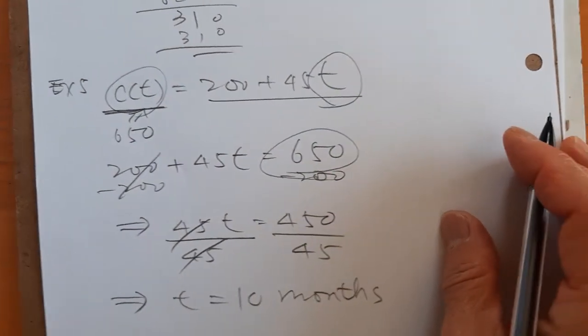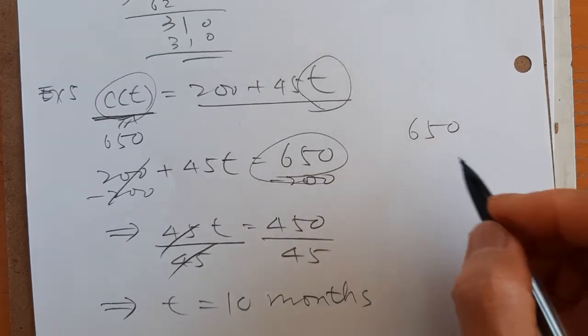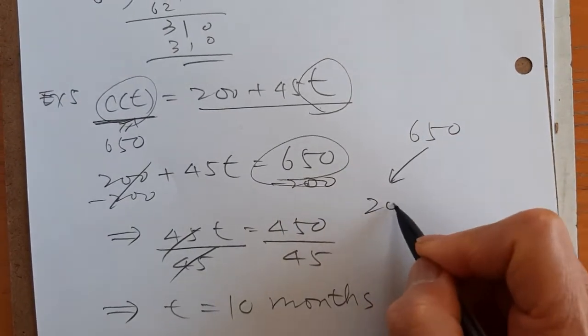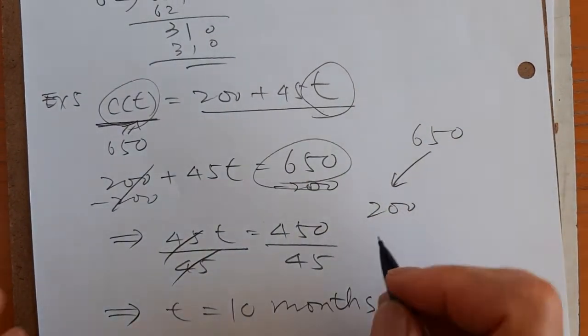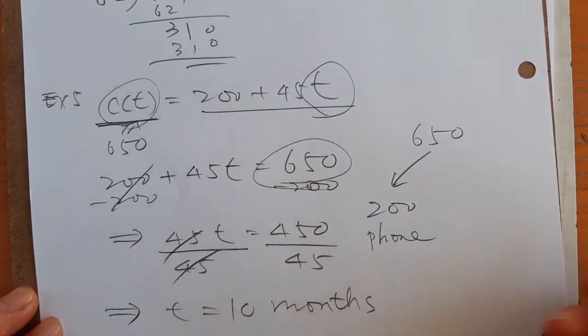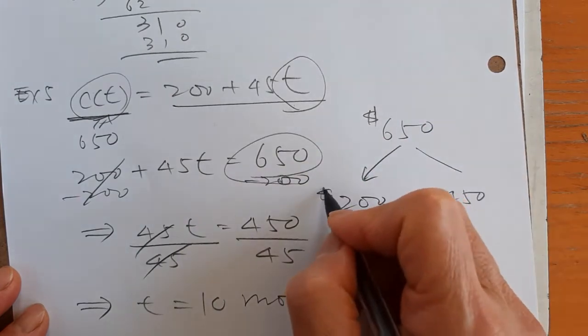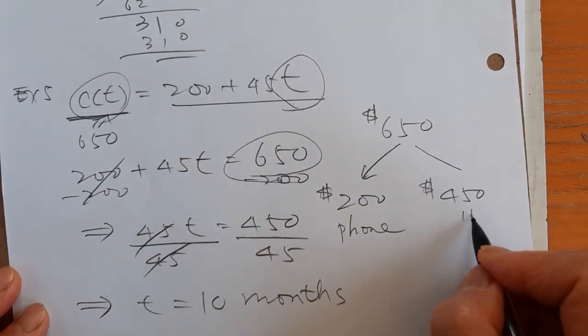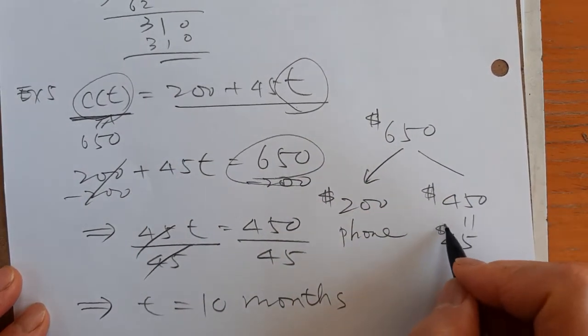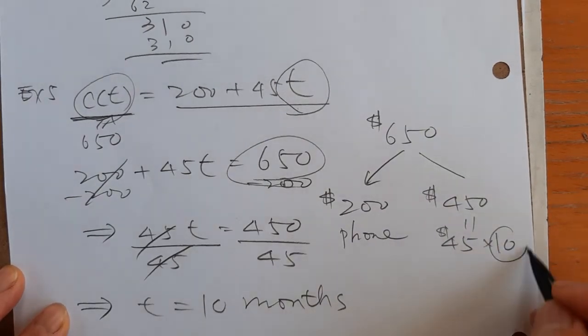You can see the total cost is $650, and you pay $200 for the phone. You buy the phone for $200 and $450 remains. That's for the monthly service fee. Each month is $45 and you pay for 10 months. So the answer is 10 months.